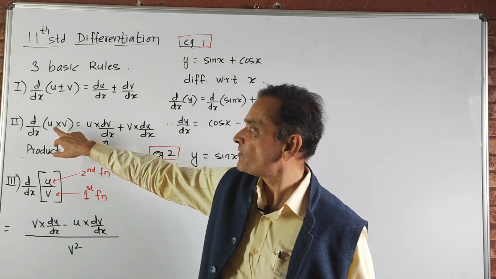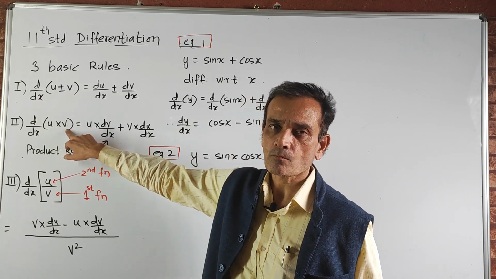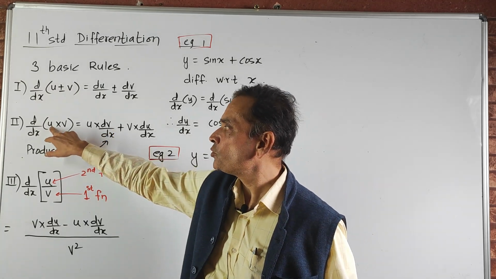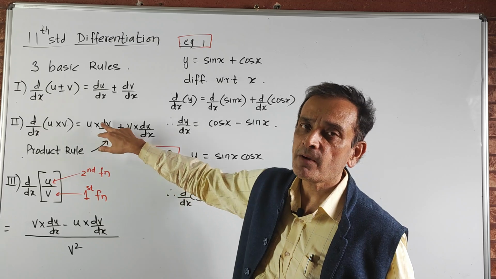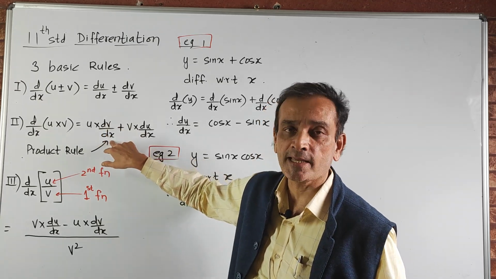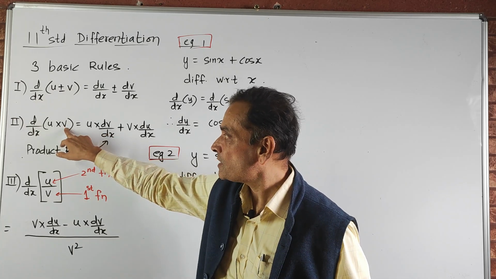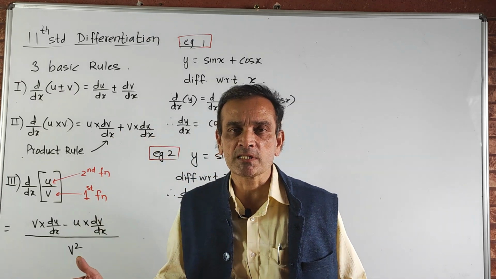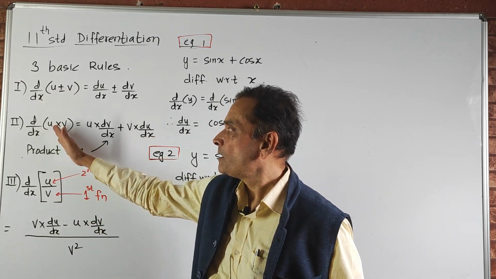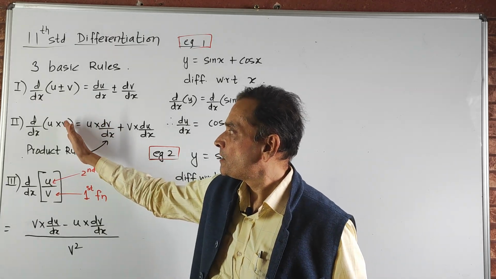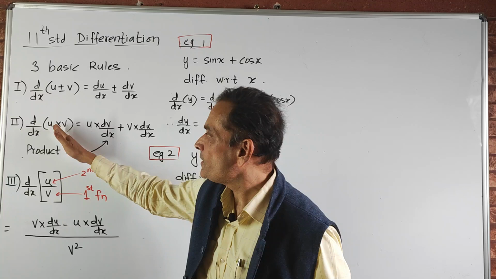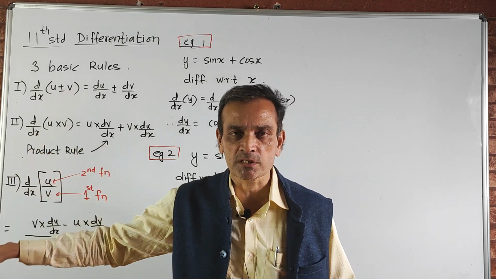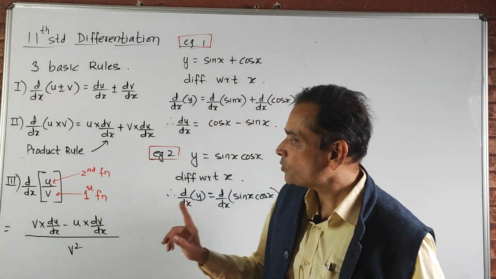So this is taken as the first function, this is taken as the second function. So what do we get? First function derivative of second, means u into dv by dx. dv by dx means derivative of v with respect to x, plus second function derivative of first, v into du by dx. So how do you remember this? यहाँ से start करो, go ahead, u into dv by dx, वापस बैकवर्ड जाओ, v into du by dx. So first function derivative of second plus second function derivative of first. That way you remember.